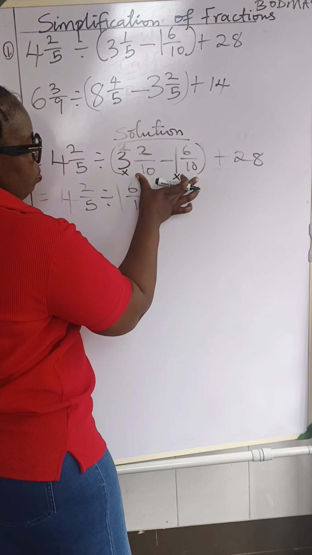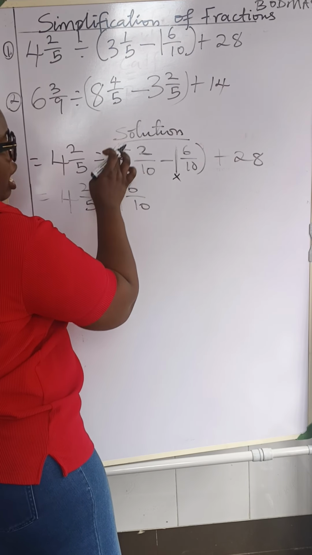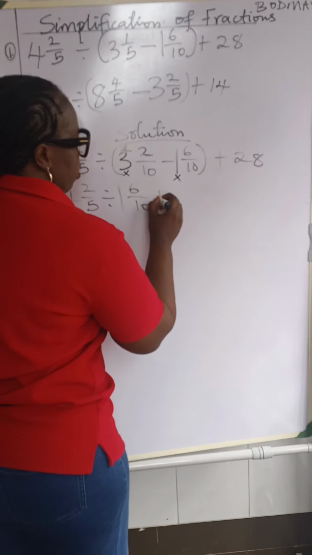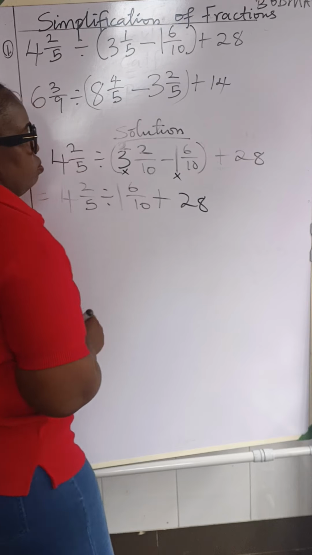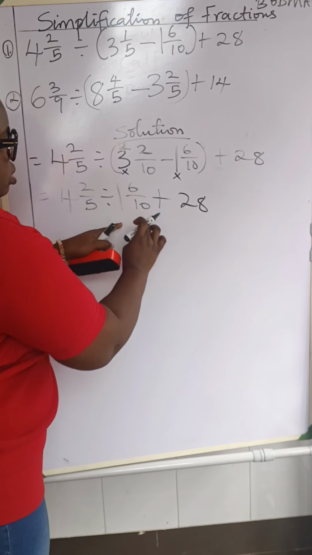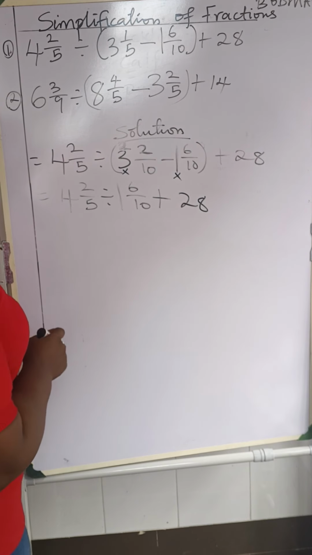So we are done with this fraction. That is why I have also removed the brackets. And we now have plus 28. Right? We have solved this to be this. So we have plus 28 there.